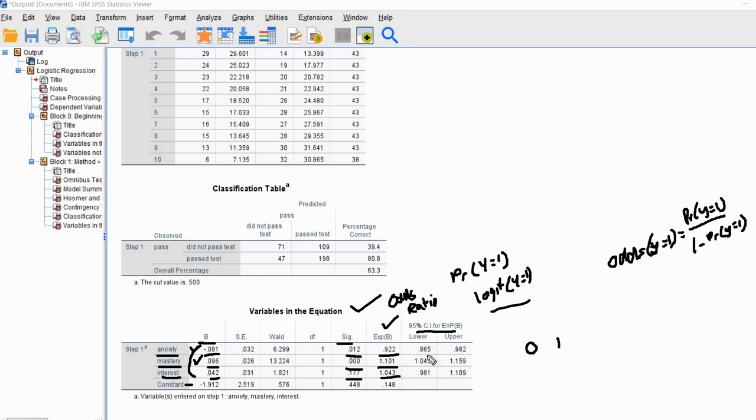So you can see right here for the anxiety variable, 1 falls outside of the lower and the upper bound. Again, that's communicating that anxiety is a significant predictor in the model. 1 falls outside of the lower and the upper bound for the mastery variable, again signifying that mastery is a significant predictor. And then we do see that 1 falls between the lower and the upper bound for the interest variable, which is consistent with our earlier test, indicating that it is not a significant predictor in our model.